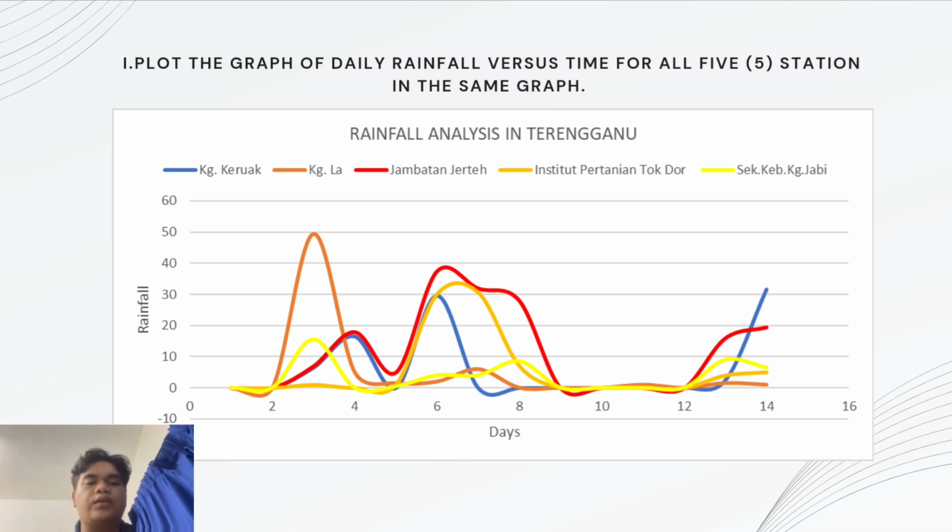Institut Pertanian Tok Dor, yellow line, shows minor rainfall with small peaks, indicating occasional light showers. And for the last, Sekolah Kebangsaan Kampung Jabi, purple line, sees noticeable rainfall on the 31st of May and the 9th of June with values around 50.5 mm and 9 mm respectively.